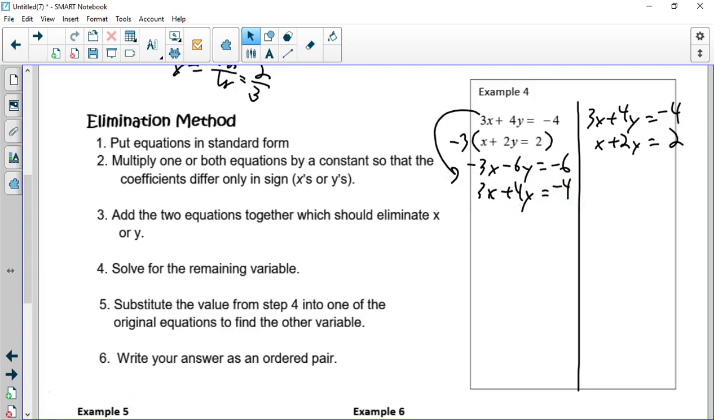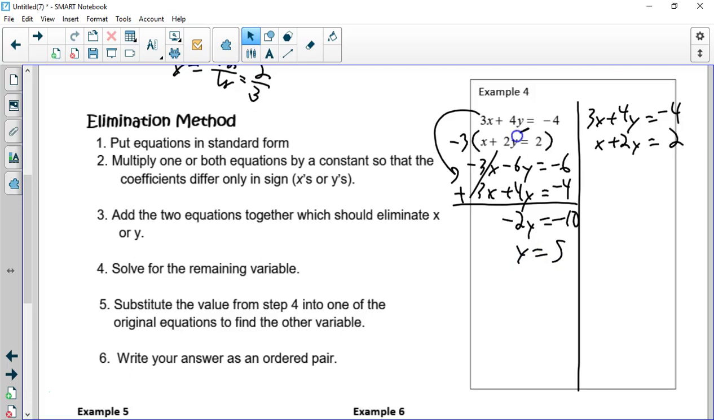Notice I have a positive 3x and a negative 3x. When if I add these together, they cancel, they eliminate, disappear. Now I get negative 2y equals negative 10. Divide by negative 2, y is positive 5.